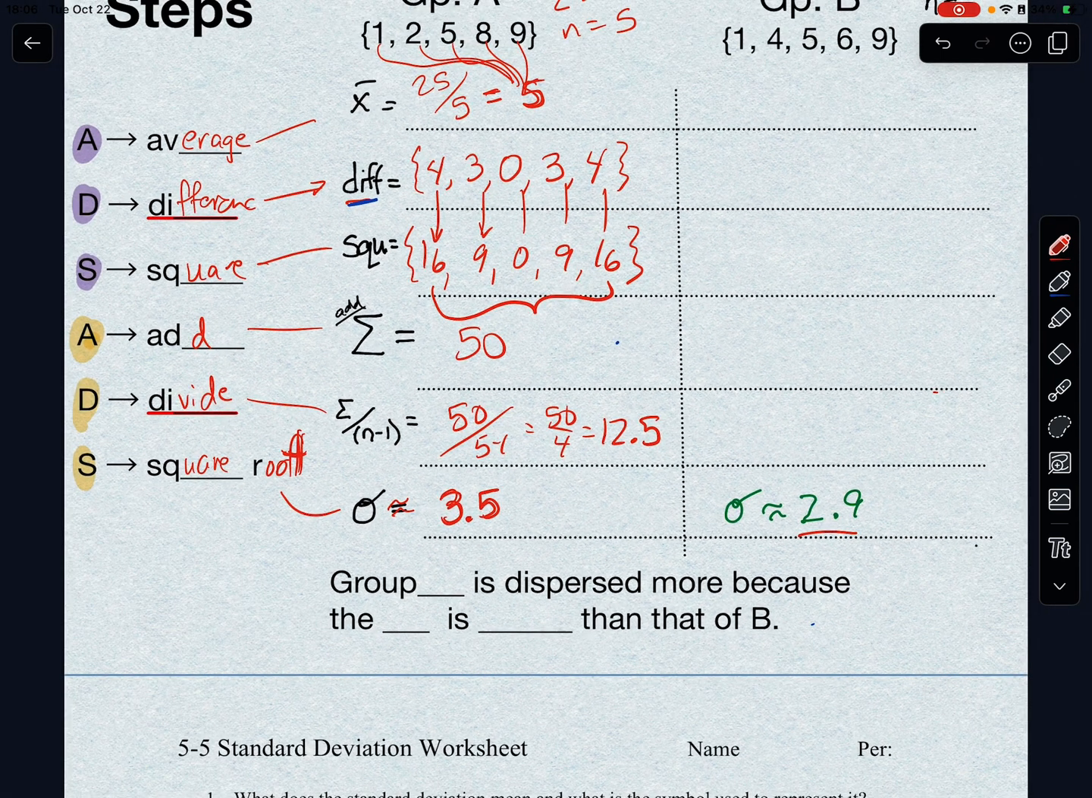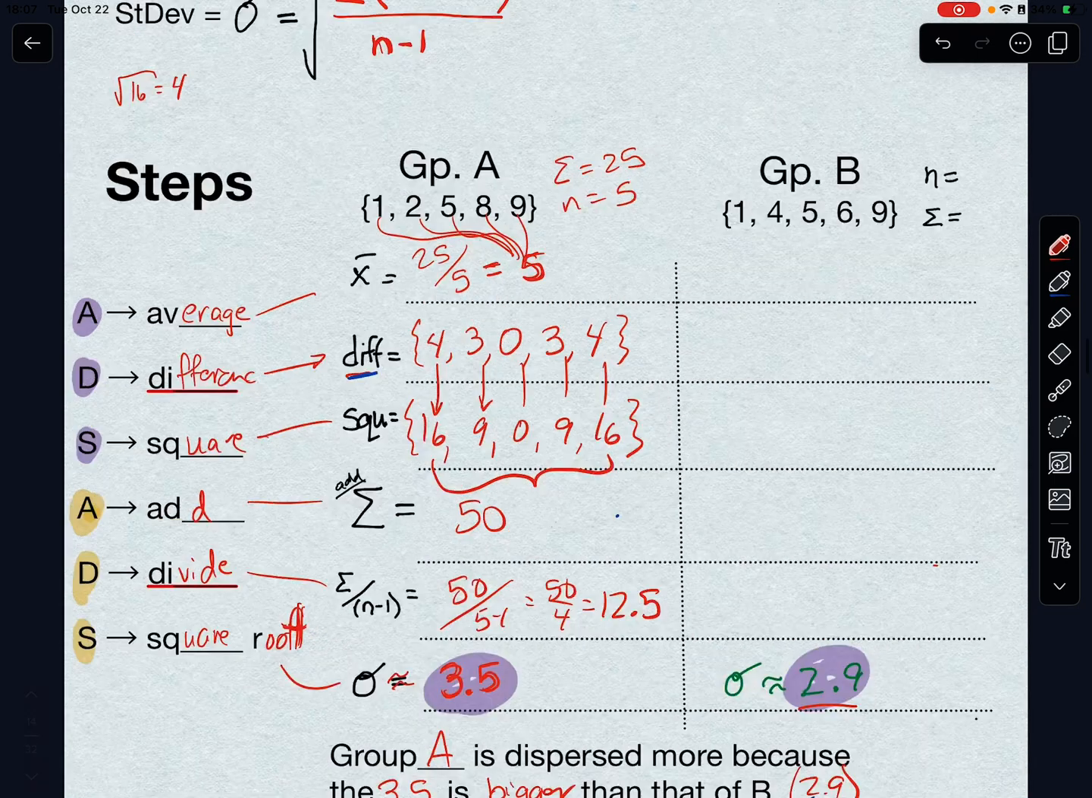All right, what we notice here now at the very end is that 3.5 is bigger than 2.9. So we can say that group A has the larger number. So it's dispersed more because the 3.5 is bigger than that of B, 2.9. Okay, so they're spread out more.